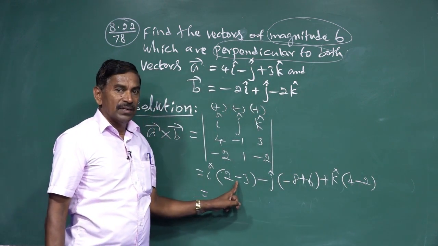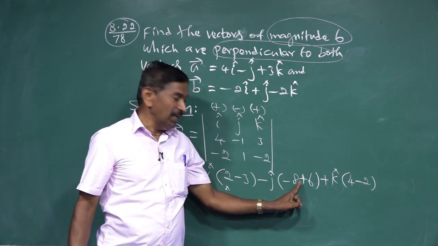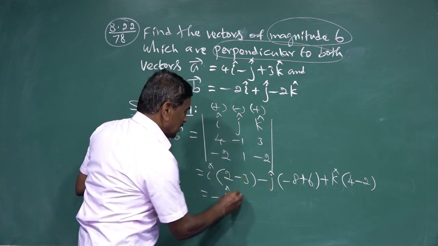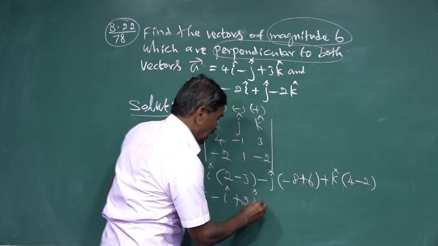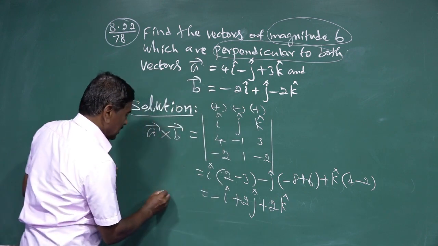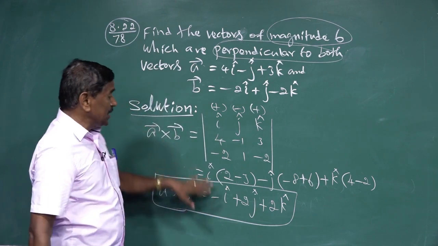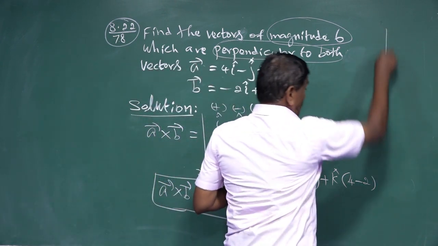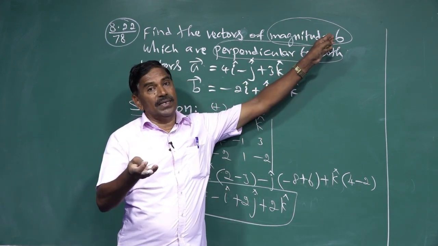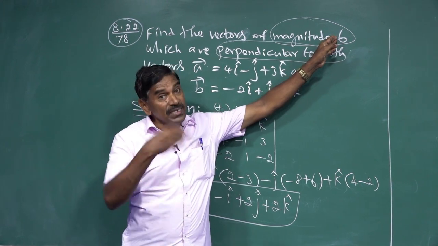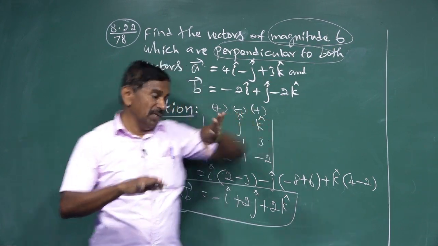What is the first bracket? Minus 1 into i cap, so minus i cap. Next, minus 2, minus into minus is plus, so plus 2 j cap. Last one, 4 minus 2 is 2, so 2 k cap. The left-hand side is A cross B. Box it. First we completed A cross B. Now the formula is plus or minus 6 into n cap equal to plus or minus 6 into A cross B by modulus A cross B. So A cross B is ready.